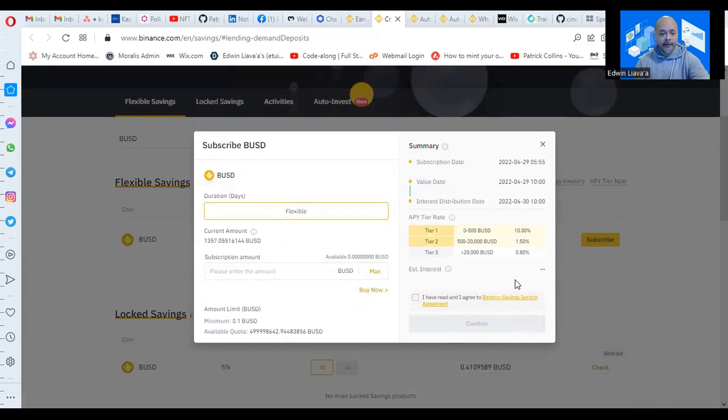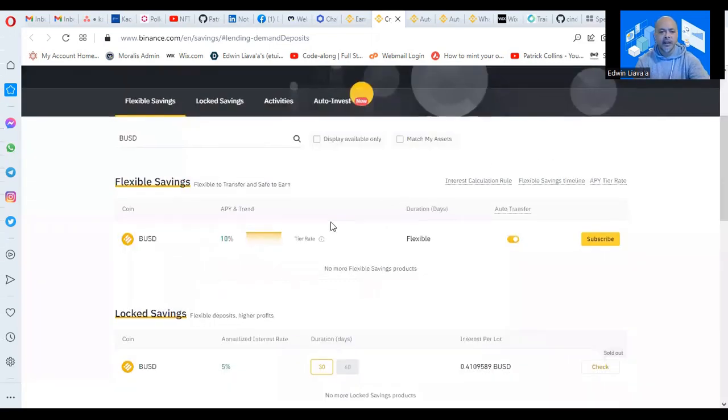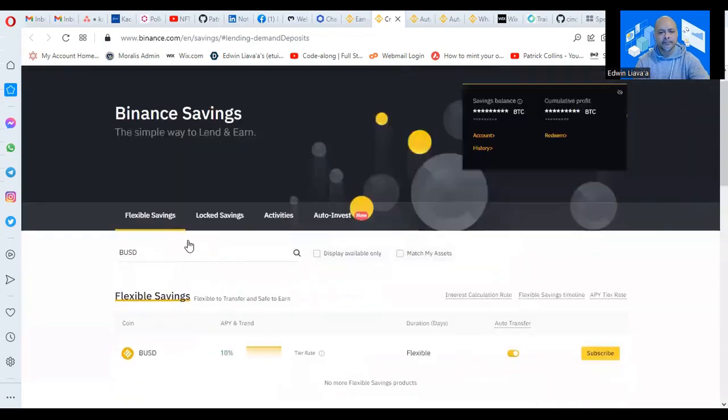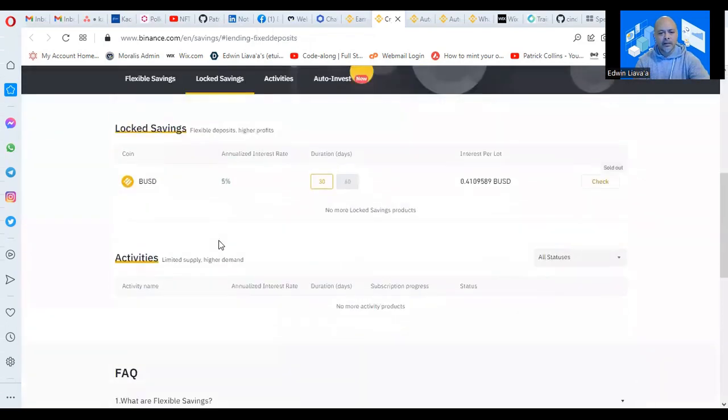I hope some of you have already registered your account and have deposited some fiat and converted it into some cryptocurrency, so you can start learning these ropes and how to do flexible savings, right? That's flexible savings. It's similar to locked savings. With locked savings, if I lock for a certain period of up to 30 days, I earn 5% on BUSD, and then just subscribe, make it happen, right?